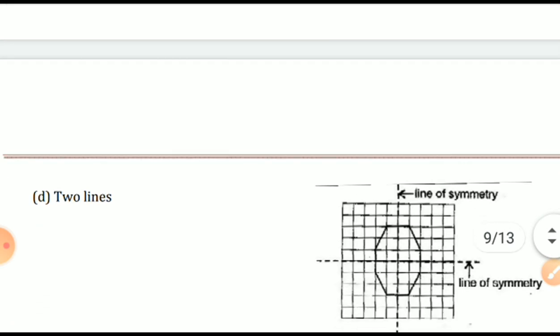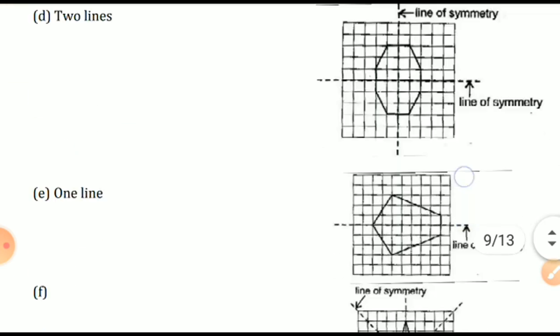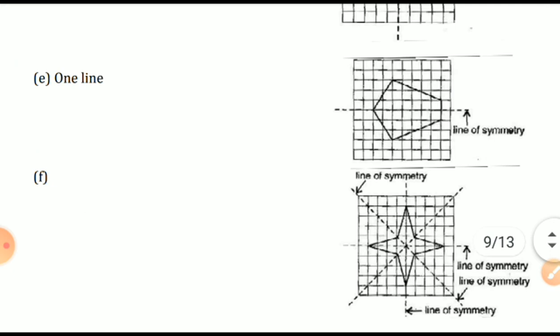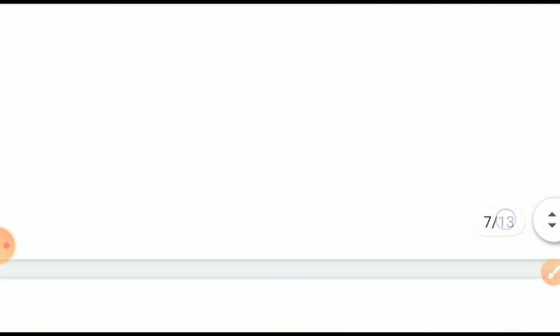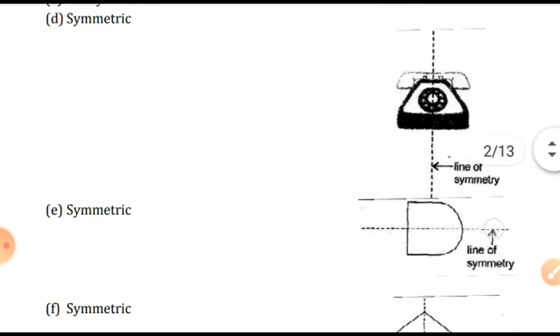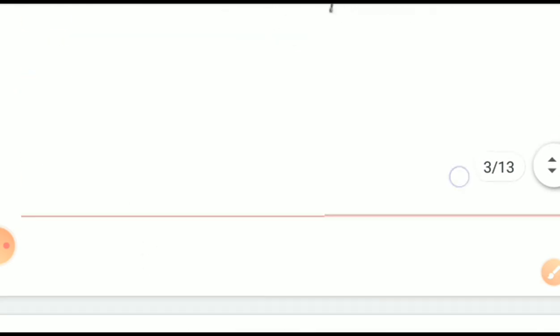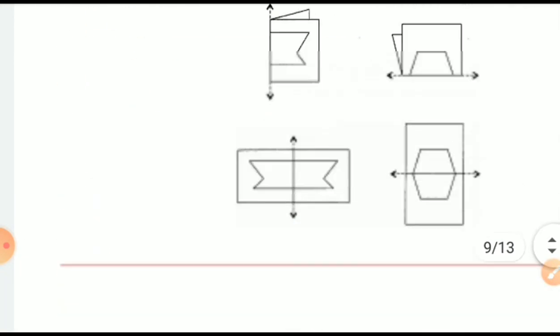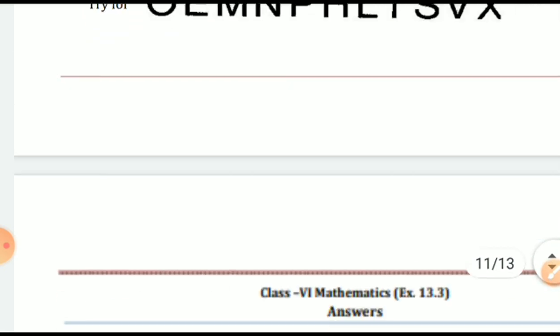Look at the two lines of symmetry for this type of octagon, vertical and horizontal. Only one line you can find, not two. And in F how many will you get? 4 lines of symmetry: 1, 2, 3, 4. Now look here: which letters are there? Which are very helpful.